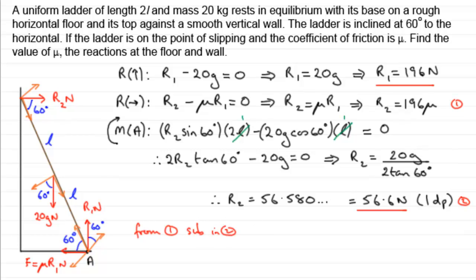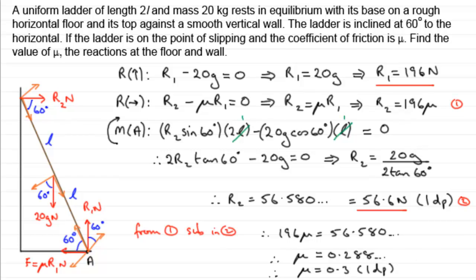I can equate the two together, so I have got 196 mu. So therefore we've got 196 mu equals R2, R2 being 56.580 and so on. So if I divide both sides by 196, I end up with mu equaling 0.288 and so on. And if I round this to 1 decimal place, I therefore have mu equals 0.3 to 1 dp. Okay, so I have all that I was asked for. Find the value of mu, the reactions at the floor and the wall.